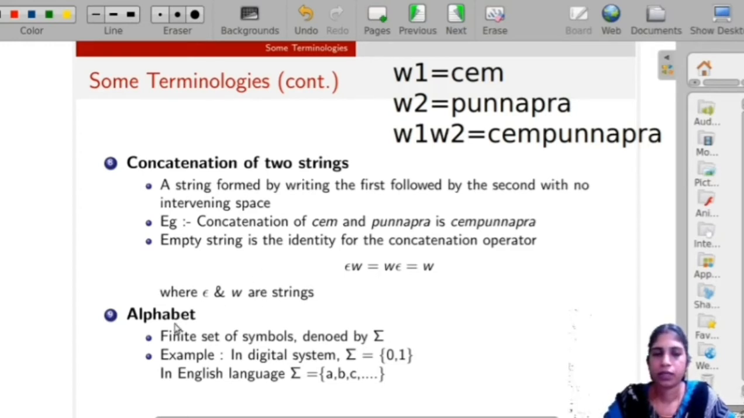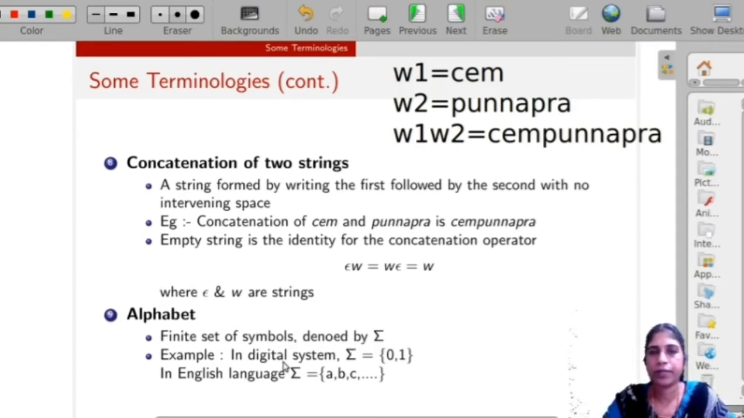Okay. The next is alphabet. What do you mean by an alphabet? A finite set of symbols. You know what a symbol is? Symbol means it is an indivisible entity, an indivisible object. So a finite set of symbols is called an alphabet, and it is represented by sigma.